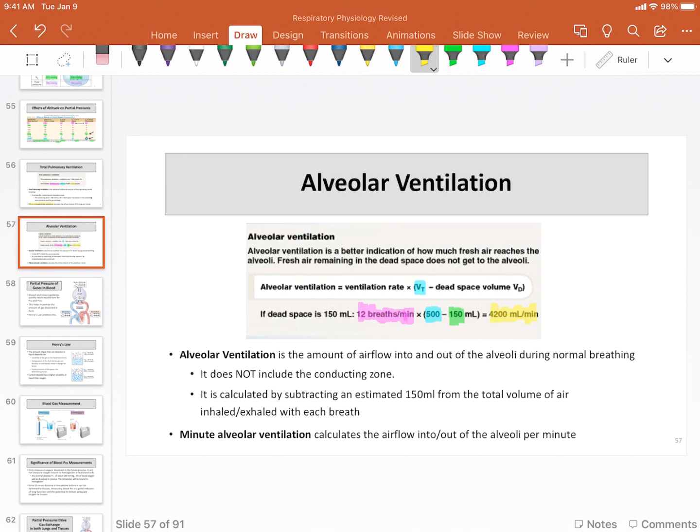Alveolar ventilation, though, is probably a better estimate as to the ability of the lungs to perform their function. It's more relevant in terms of our ability to maintain homeostasis, because this is actually the air that is exposed to or that is available for gas exchange.